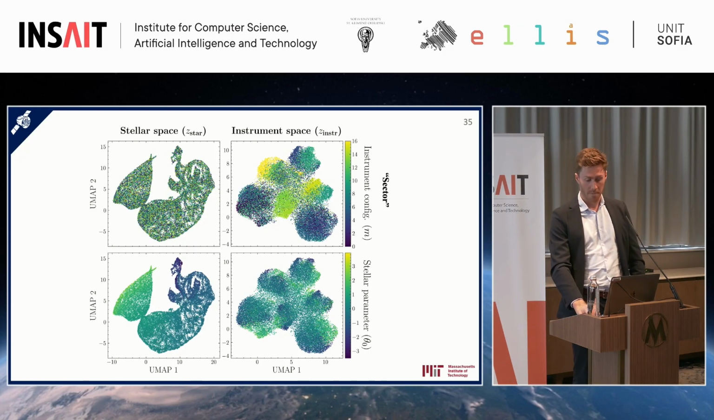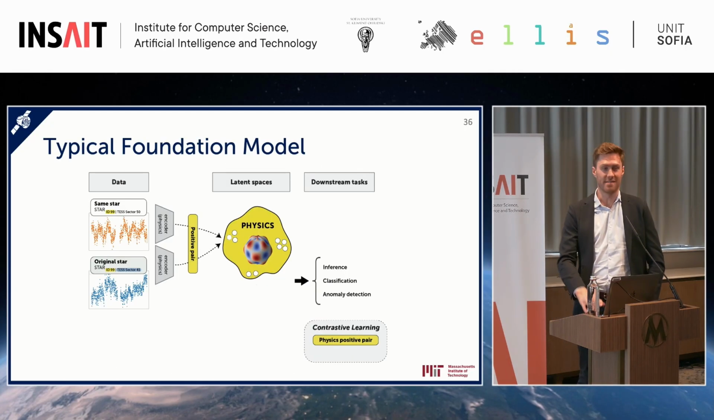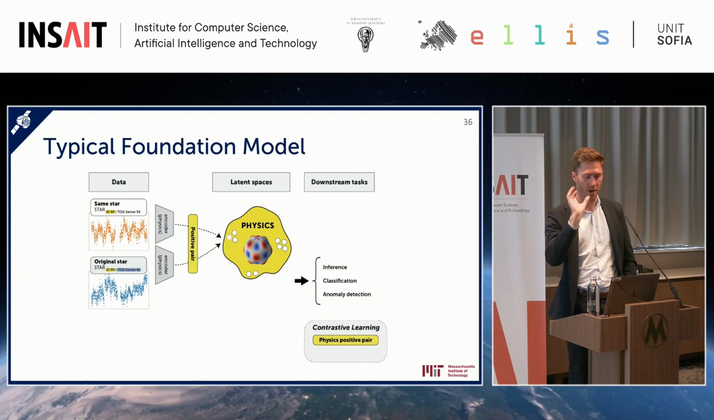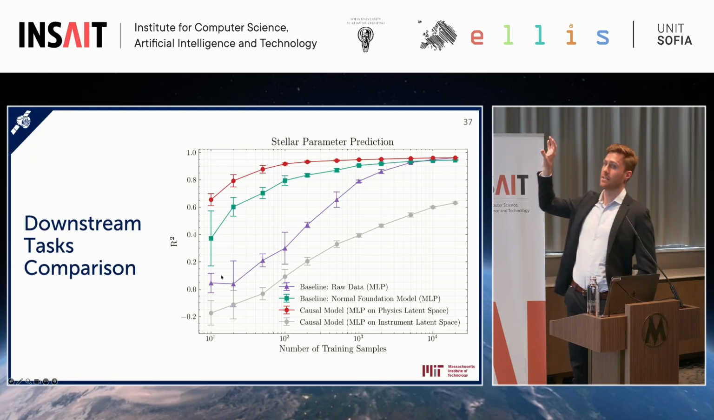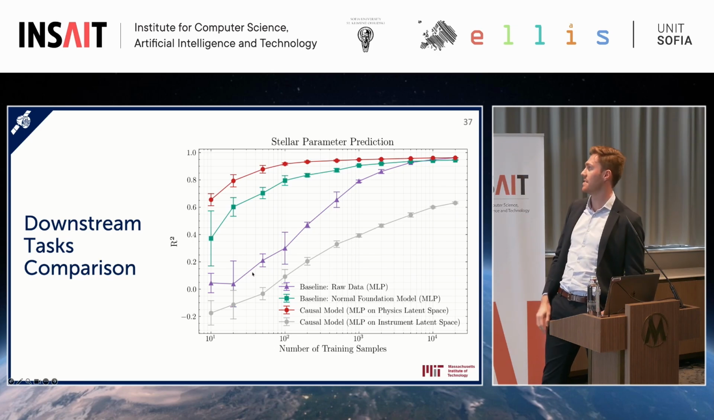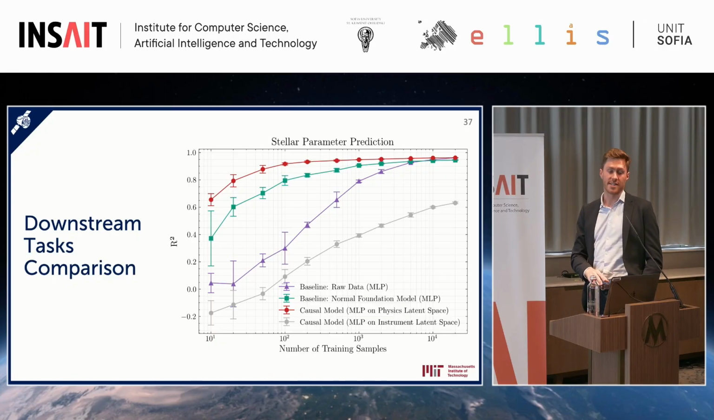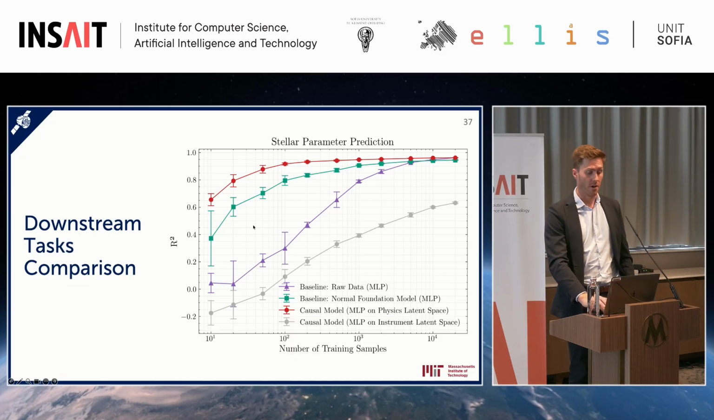And if we look at some comparison metrics to a typical foundation model, which only has one latent space, so we train a traditional foundation model with one latent space, we can see that we are performing much better. If you try to predict a certain type of stellar parameter, you can see R square is plotted here, and then you have the number of training samples, and the red curve is the causal foundation model, so the one where we have two different latent spaces. We can see that we are outperforming single latent space foundation models by quite a bit, and especially if you compare it to some kind of MLP, we're also much, much better.